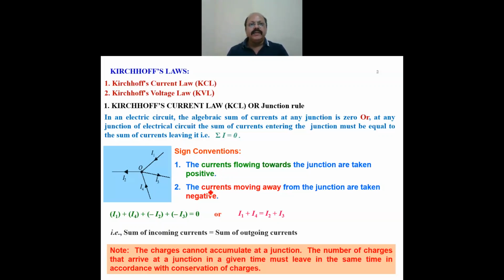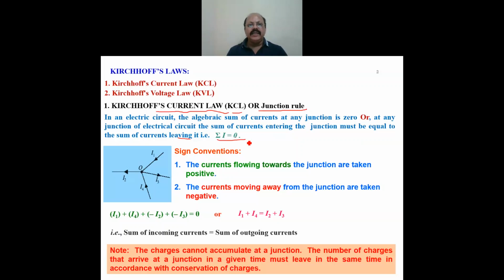So the first one is Kirchhoff's current law, KCL. It is also known as the junction rule. According to this law, in an electric circuit, the algebraic sum of currents at any junction is zero, or at any junction of an electrical circuit, the sum of the currents entering the junction must be equal to the sum of currents leaving the junction. That is, sigma I equal to 0.